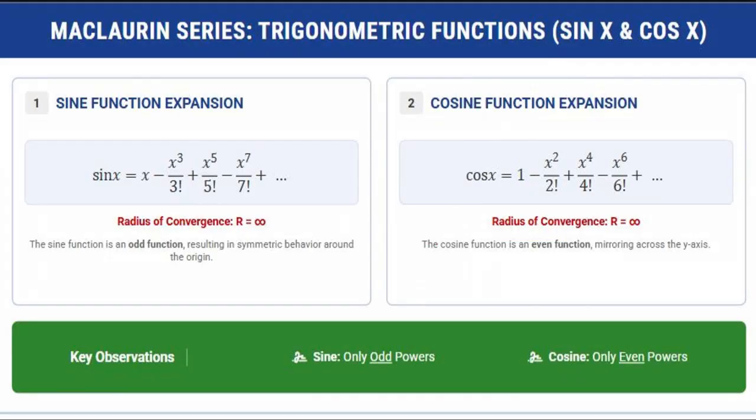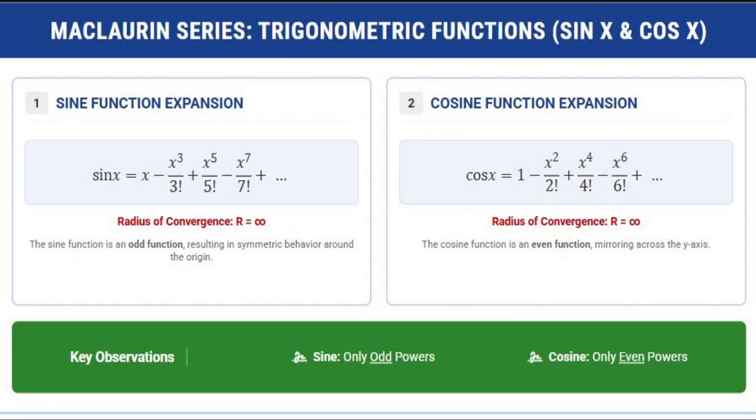Now let us look at two very important trigonometric functions, sine and cosine. The Maclaurin series for sine of x is x minus x cubed over 3 factorial plus x to the 5th over 5 factorial minus x to the 7th over 7 factorial and so on. Notice that only odd powers of x appear in the sine series.